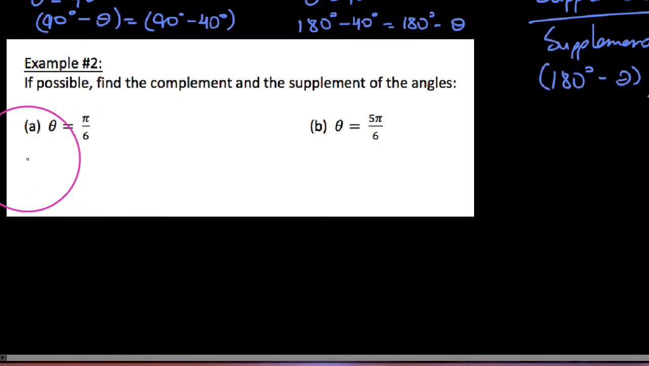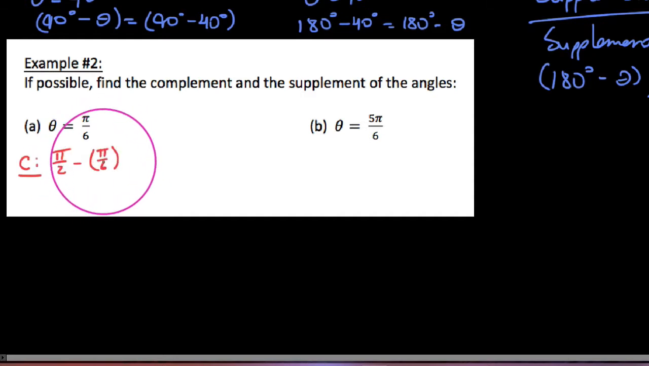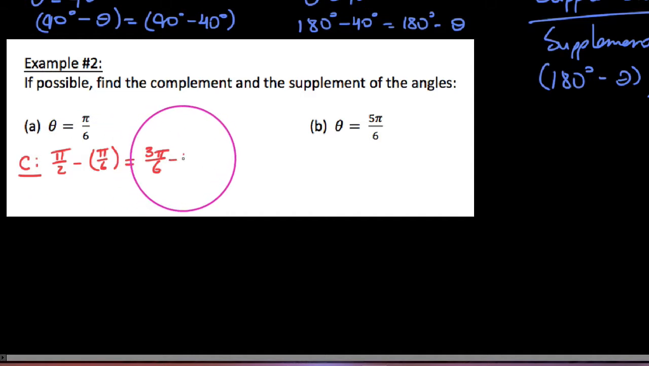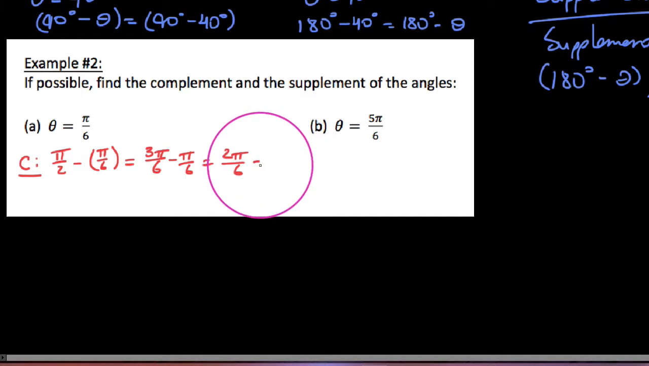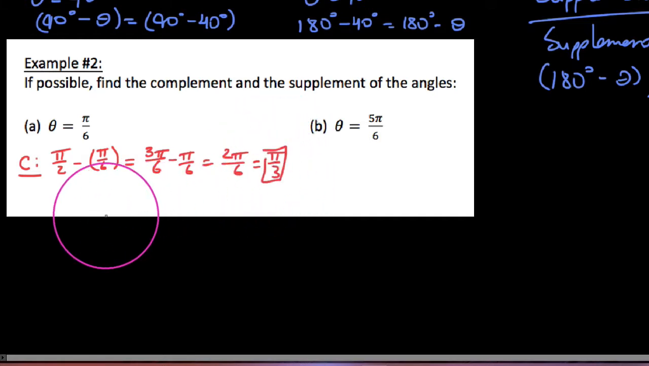If I wanted to find its complement, let's start with that. Its complement would be equal to 90 degrees or pi halves minus the angle we were given, so pi sixth. In this case, we're going to need to find a common denominator. We need 3 pi sixths, which is the same as pi halves, minus a single pi sixth. And what we get here is a 2 pi sixth radian measurement, or we can reduce this, since 2 and 6 share a common factor, to pi thirds. So pi thirds radian measurement would be its complement.